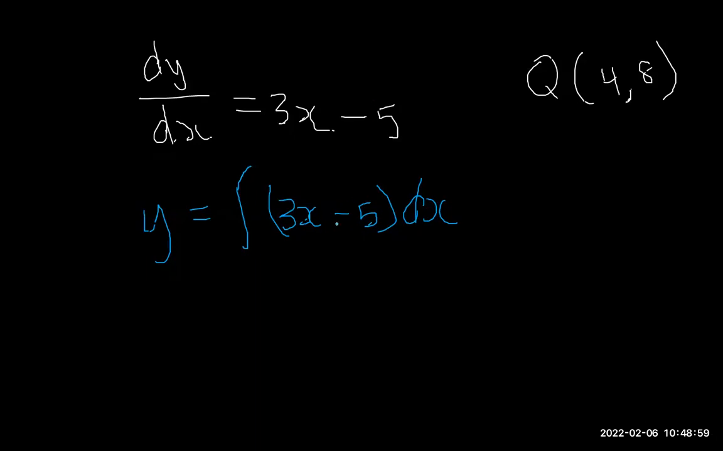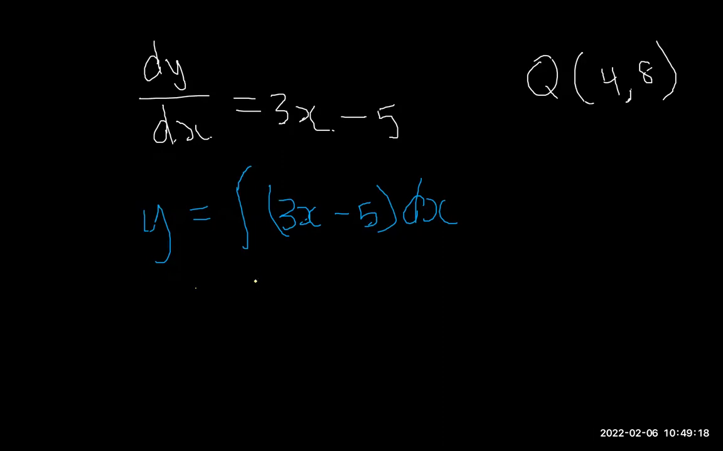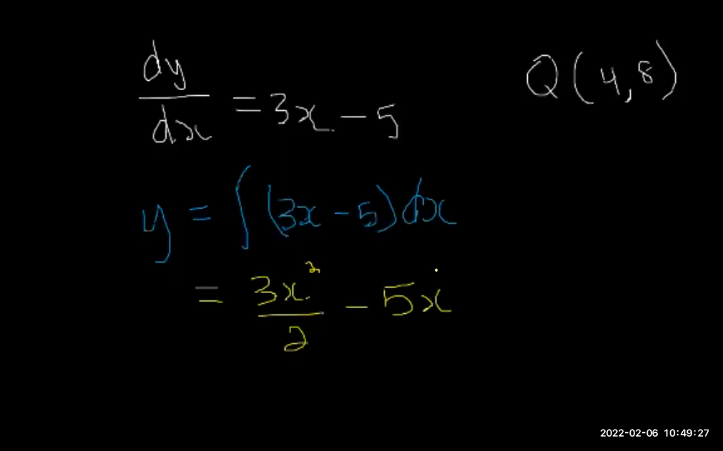So I see a minus sign, so I know for sure I'm applying the rule with sums and differences. And what does that rule state? If I have sums and differences, in this case I have a difference, all I'm doing is integrating each individual term using the rule, right? So when I integrate this, I'm going to get 3x squared on 2 minus 5x plus c.